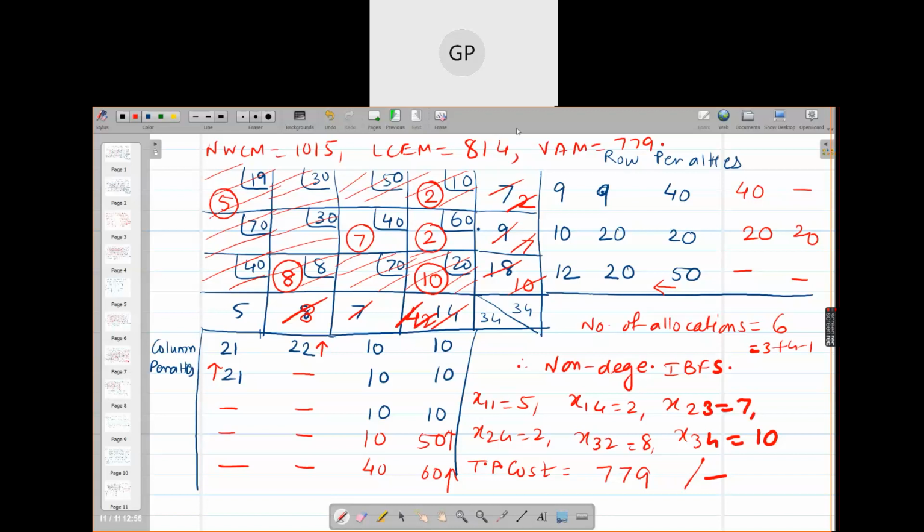In case of LPP, we find out an IBFS, right? By setting certain variables to 0. So here also we are setting the variables equal to 0. These variables where there are no allocations, where we are not putting any units, those are 0 obviously.